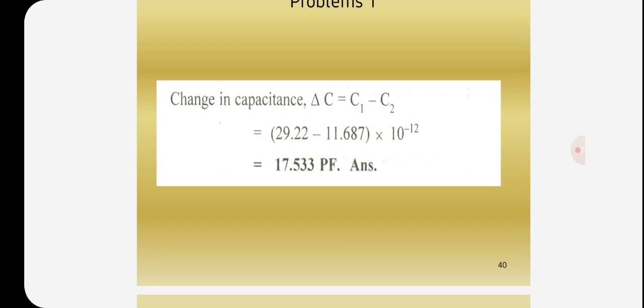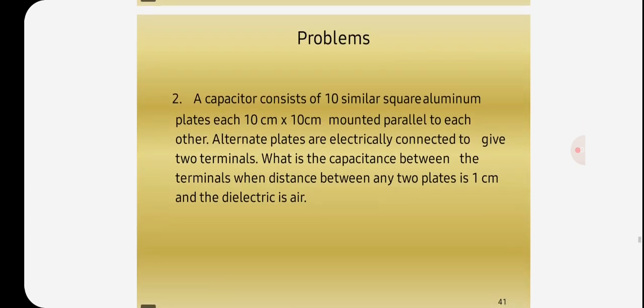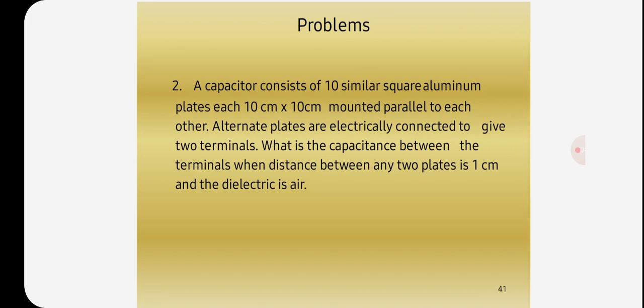And also the change in capacitance delta C is equal to C1 minus C2, that is equal to 29.22 minus 11.687 into 10 to the power of minus 12, that is equal to 17.533 picofarad. Next we go for another problem.